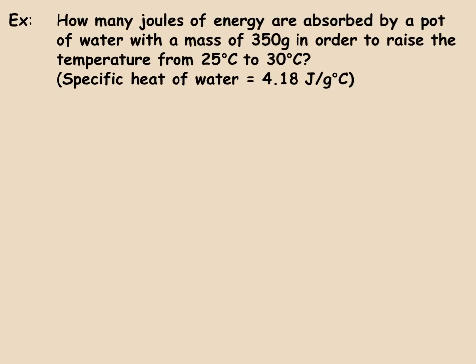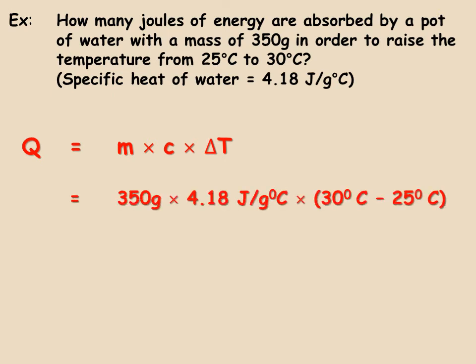So here is an example question to measure the specific heat capacity. How many joules of energy are absorbed by a pot of water with a mass of 350 grams in order to raise the temperature from 25 to 30 degrees Celsius? And the specific heat of water is given, that is 4.18 joules per gram degree Celsius. Right. So here is the formula. Q is mc delta T. And you already know what is the mass of water, children? Yes, 350 grams, and you already know the specific heat of water, that is 4.18 joules per gram degree Celsius.